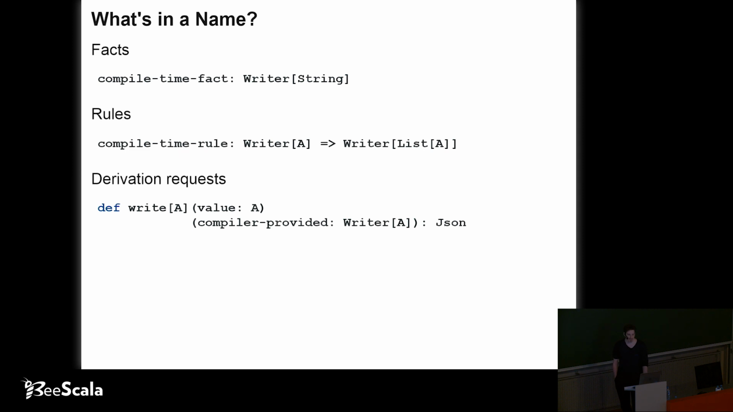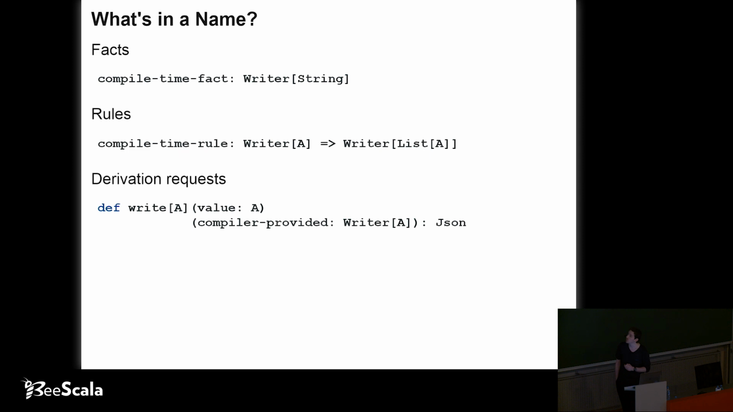An implementation of a writer of string does the obvious thing. It takes a string and wraps it in a JSON string constructor. Here we are telling the compiler, this is the writer of string. Every time I ask you for a writer of string, you can use this value and do whatever you want with it. Next, we have an example of a rule.